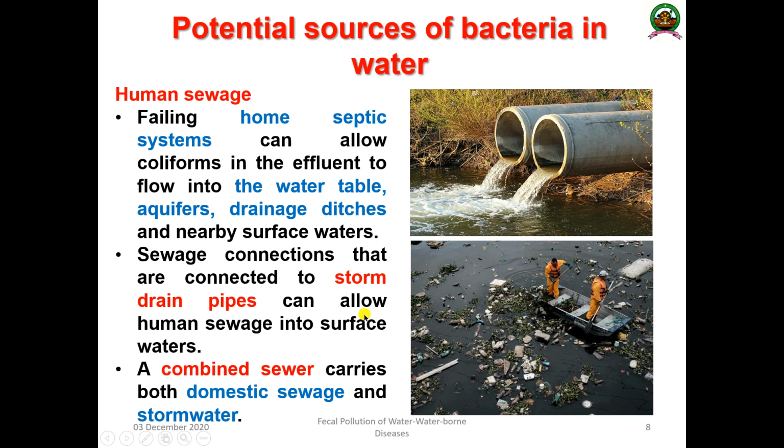Sometimes the sewage will be combined with domestic as well as normal agricultural waste. That is known as combined sewer. A combined sewer has a lot of domestic and storm water, that is agricultural, municipal, and industrial wastewater, and it has a lot of coliform, fecal coliform, present.